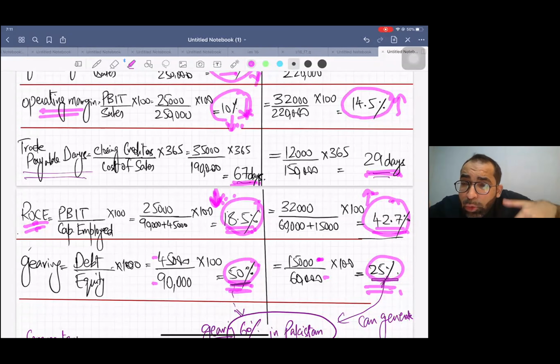So we don't know the real reality, what's going on inside the company. We just have a piece of paper and we have to comment. So we can use the language of maybe, can be, like this.